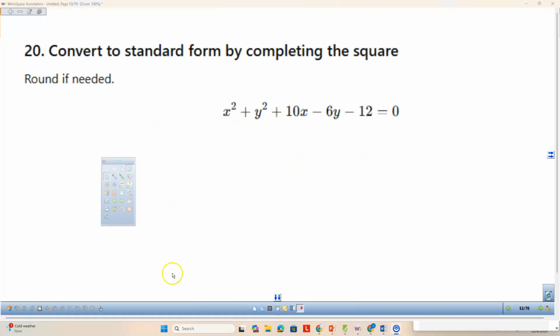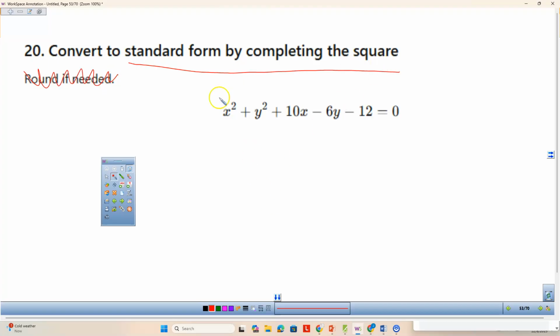Last bonus problem is this one. Convert to standard form by completing the square. You do not need to round. I'm not going to give you a problem that you need to round on that, because that's goofy. But use completing the square. Remember to get all your variables together. First things first, I'm going to get all my x's together. Remember, leave a space. I'm going to get all my y's together.